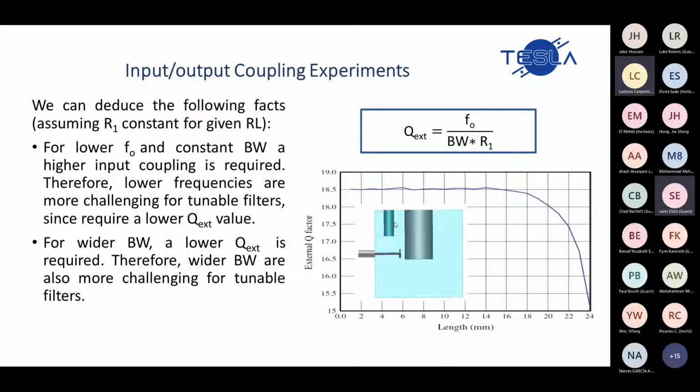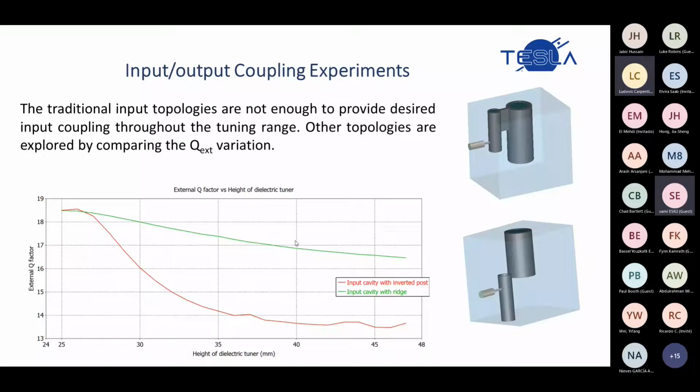So we carried out the experiment with some basic input topology, and we can see there was some change at the end of the tuning experiment, but the behavior was quite steep, which makes it more complex to tune the filter practically. So we moved on to another topology and carried out the same experiment in order to observe the external Q variation with respect to the height of the tuner.